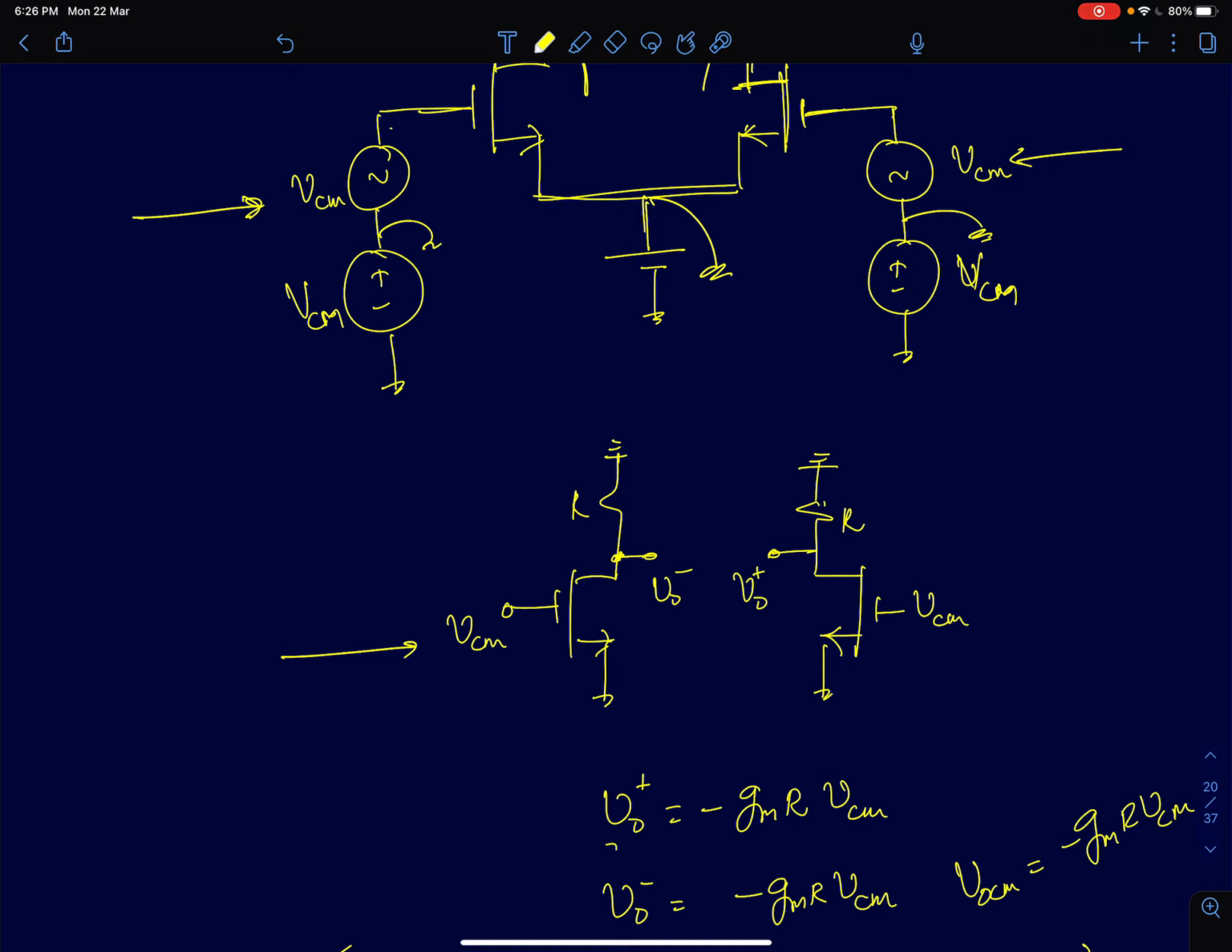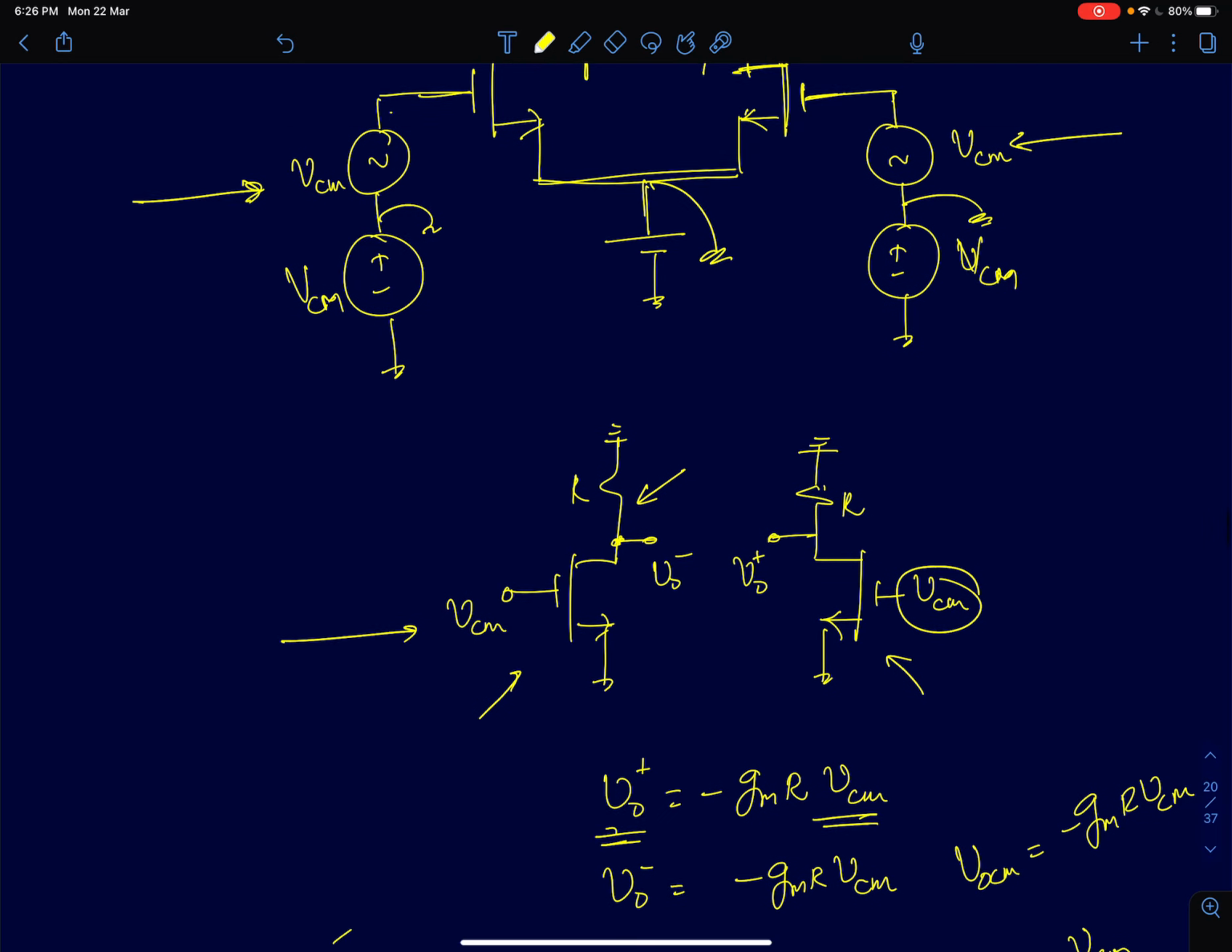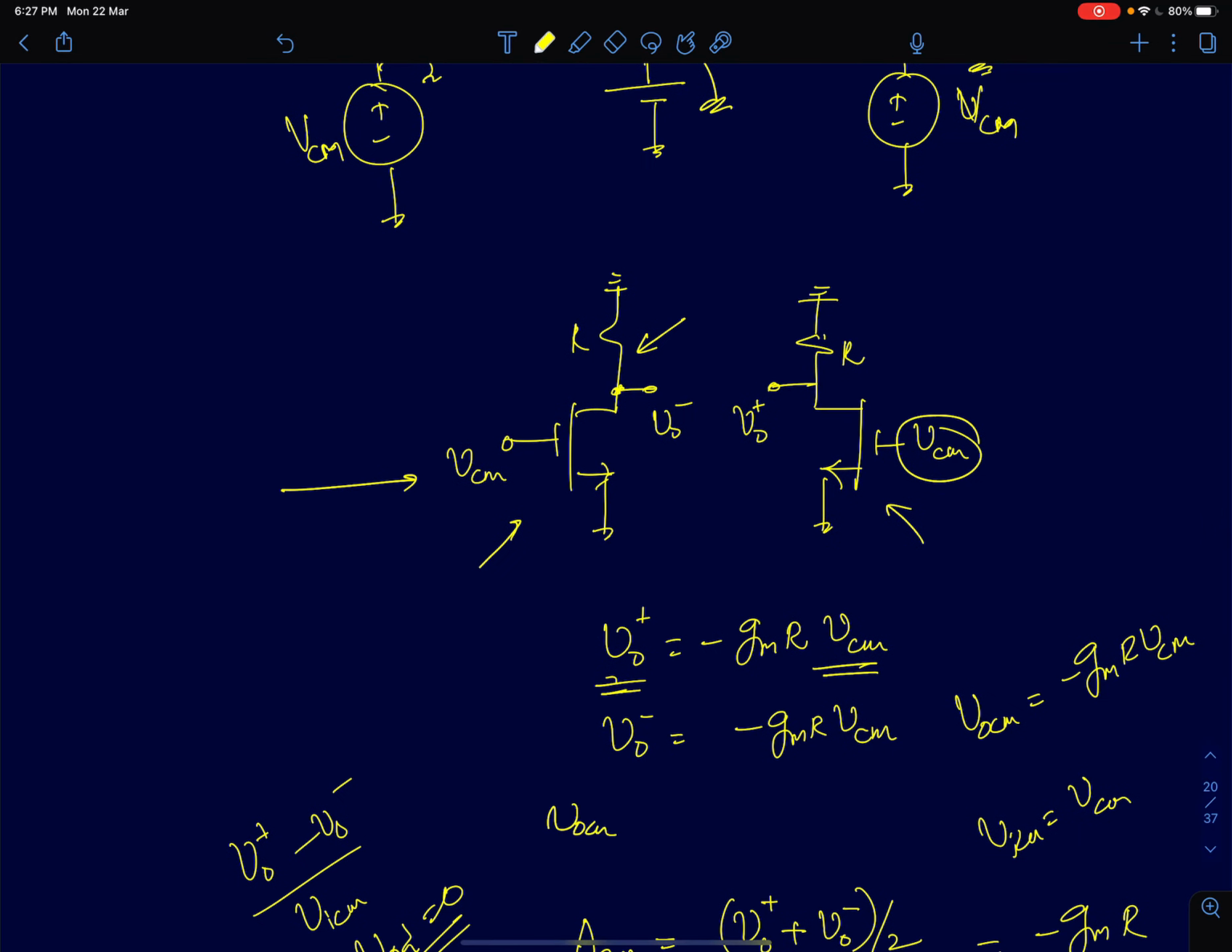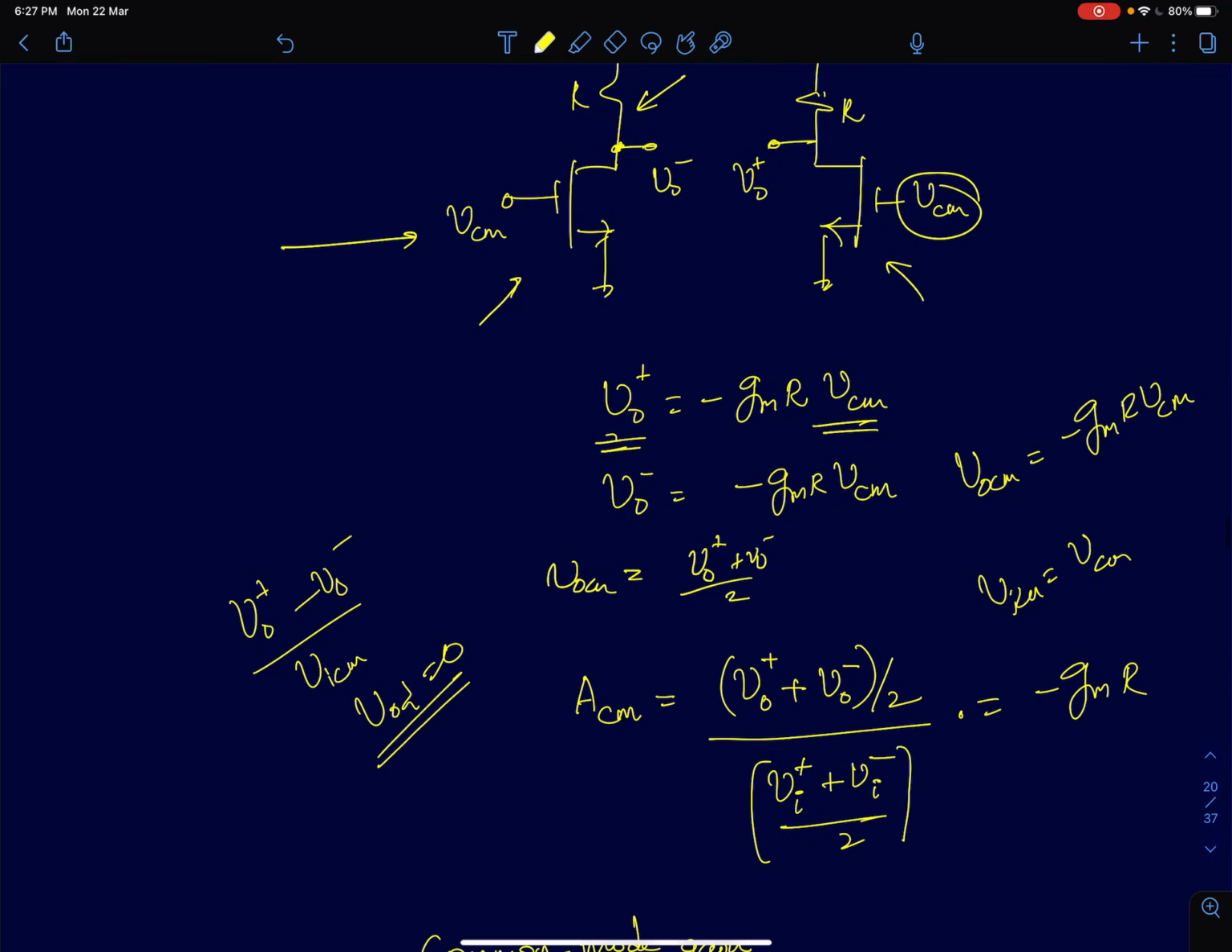Now if you see here, both are identical amplifiers with identical inputs. Therefore, their outputs are also going to be exactly the same. So VO plus and VO minus will simply be equal to minus gmR, which is the gain of this amplifier, times the input, which is VCM. So the average value, the output common mode VOCM, which is VO plus plus VO minus by 2, will be equal to minus gmR times VCM. So divided by VCM, you get the common mode gain as minus gmR.